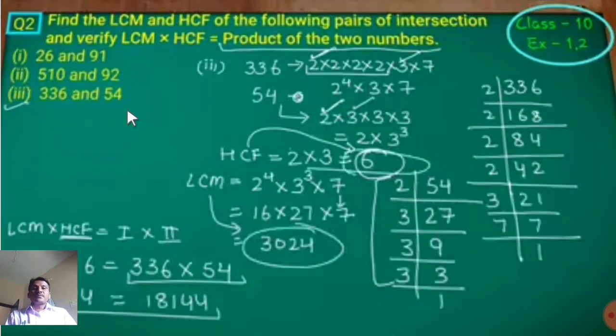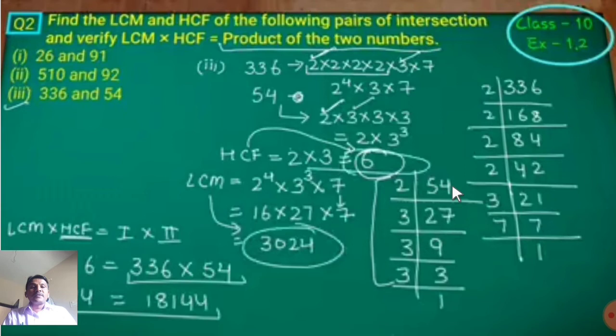Next, third one, take 336 and 54. Find the prime factorization of 336. This number is divisible by 2. You have to find the prime factorization. This is the prime factorization of 336, that is 2 into 2 into 2 into 2 into 3 into 7.